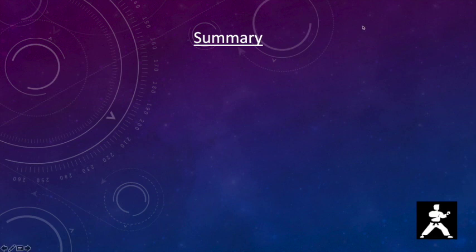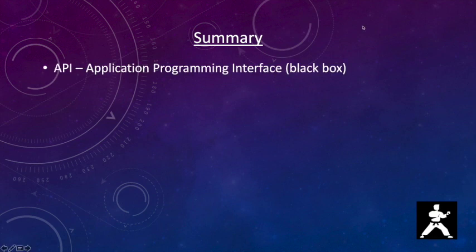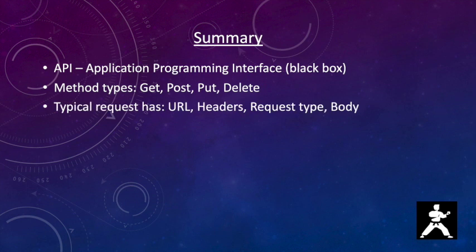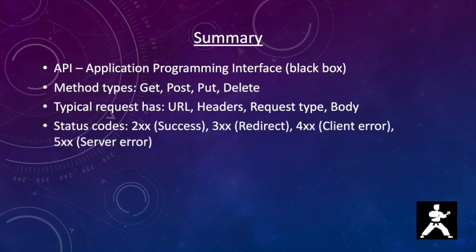So, a quick summary of this section. API stands for Application Programming Interface. The typical method types are GET, POST, PUT, and DELETE. A typical request has a URL, headers, request type, and body. Status codes are 200 for success, 300 for redirect, 400 for client error, and 500 for server error.